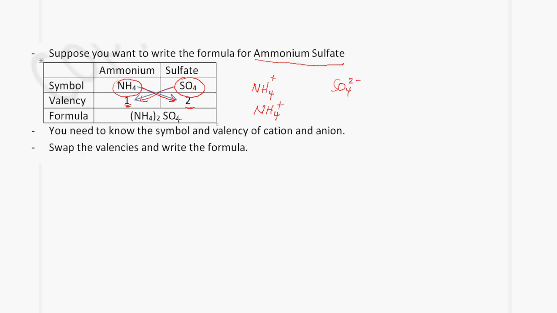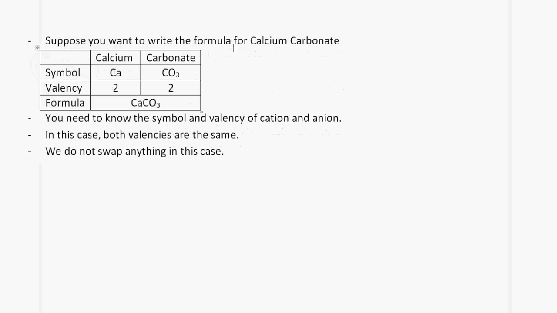Now suppose you wanted to write the formula for calcium carbonate. The symbol for calcium is Ca. The carbonate ion is CO3. The valency of calcium is 2 and the valency of the carbonate is 2. Therefore, because the valency is the same for both of them, we don't have to swap anything. And the formula is CaCO3.